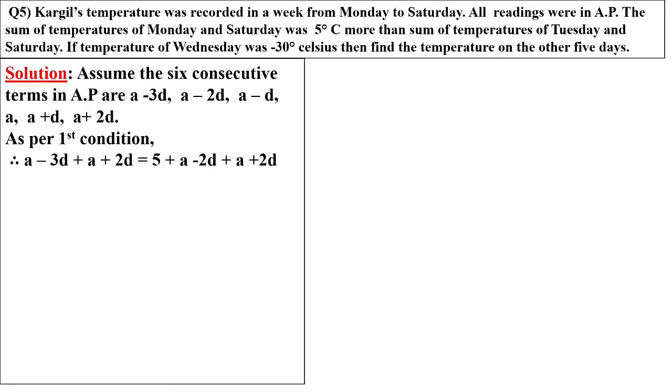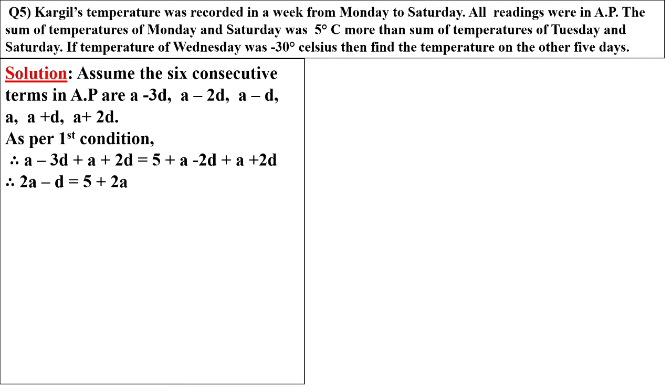So here are Monday and Saturday. Monday is A minus 3D, and what is Saturday's term? Saturday is A plus 2D. Equal to 5 more, means 5 plus Tuesday, which is A minus 2D, plus Saturday, which is A plus 2D. On the left side, A became 2A, minus 3D plus 2D we get minus D. 3 minus 2 we get D equal to 5.